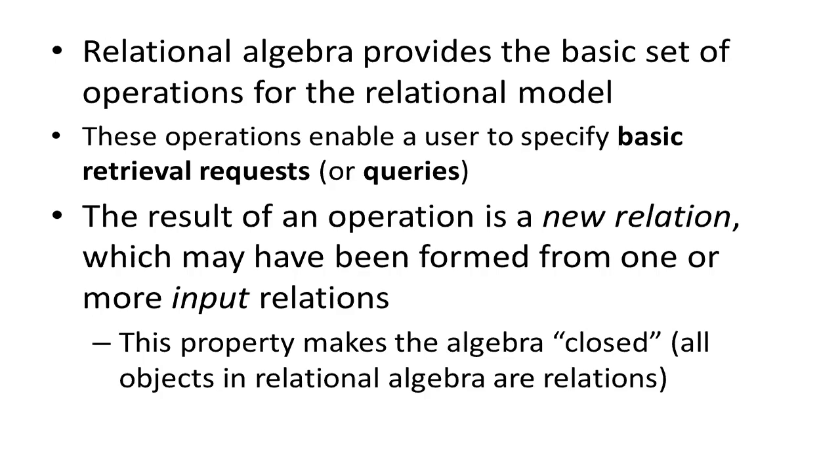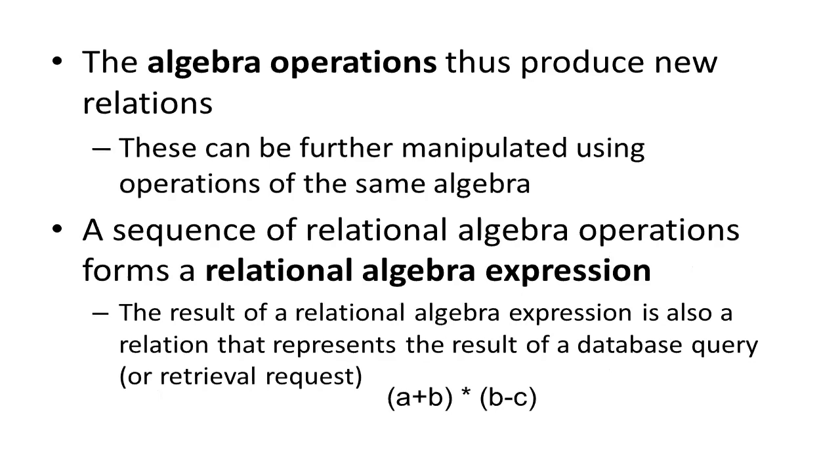This property makes the algebra closed. That means all objects in relational algebra are relations. We consider everything, all the tables, in the form of relations. The algebra operations thus produce a new relation. So after finishing all your relational algebraic operations, you'll get a new table, or a new relation.